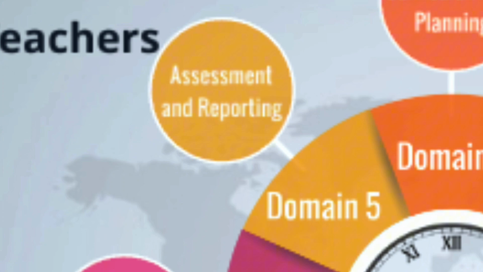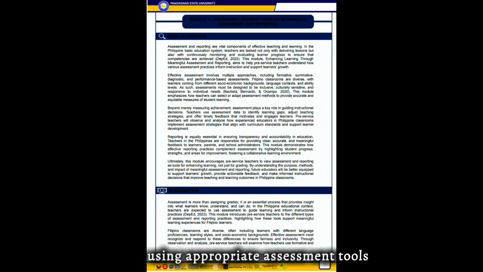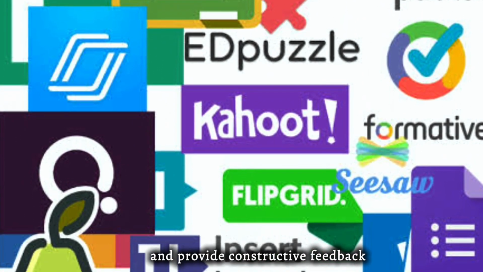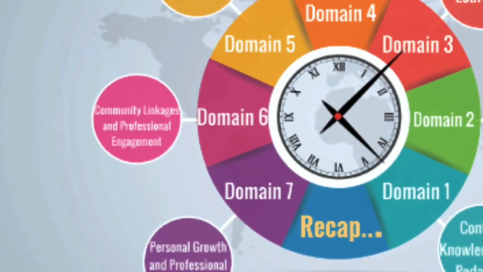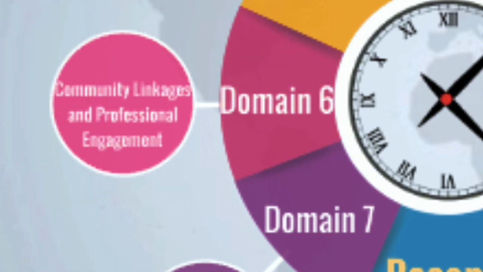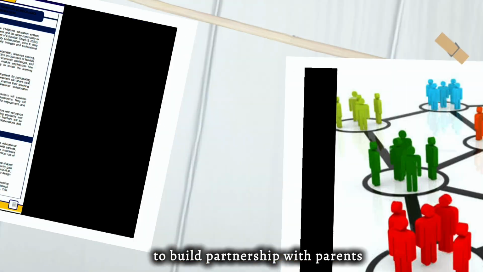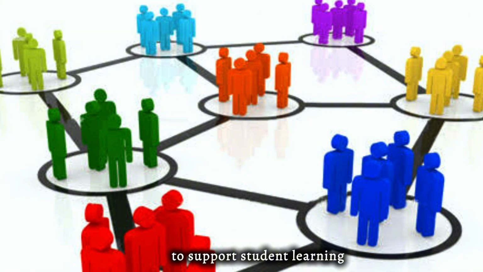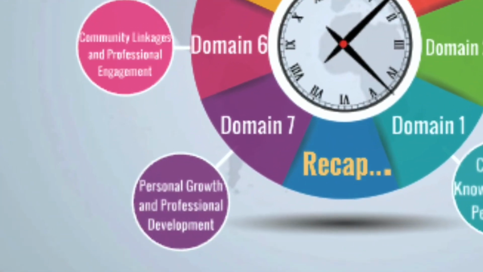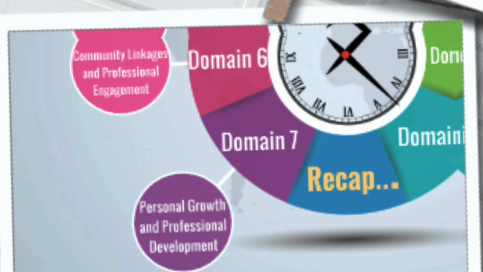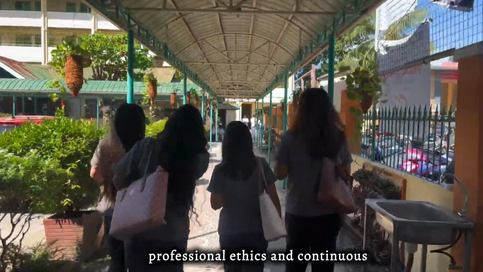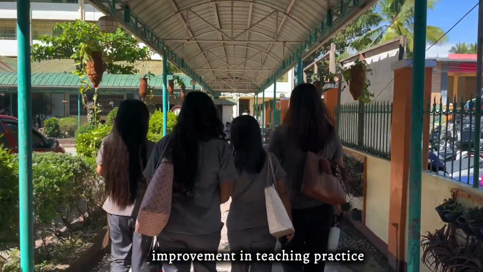Domain 5: Assessment and Reporting centers on using appropriate assessment tools to monitor student progress and provide constructive feedback. Domain 6: Community linkages and professional engagement. Encourages teachers to build partnership with parents, communities, and stakeholders to support student learning. Domain 7: Personal growth and professional development. Emphasizes lifelong learning, professional ethics, and continuous improvement in teaching practice.